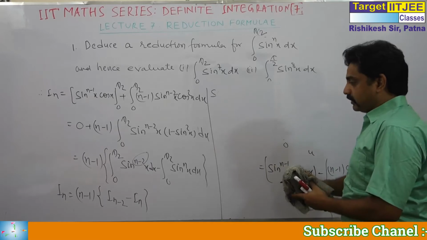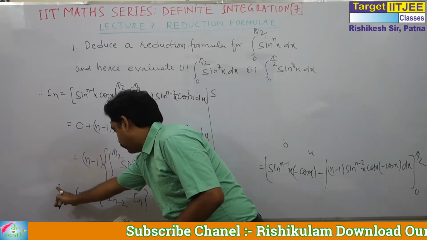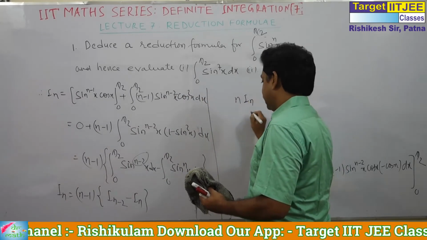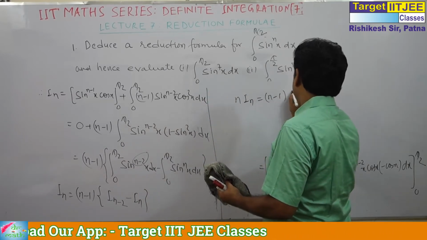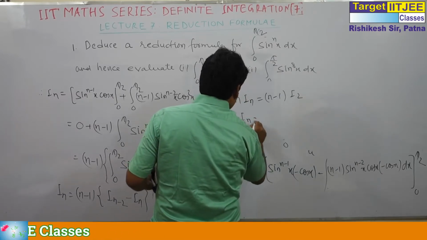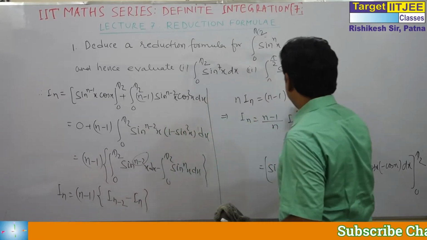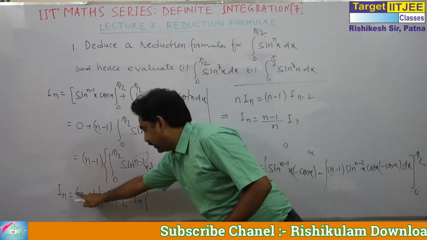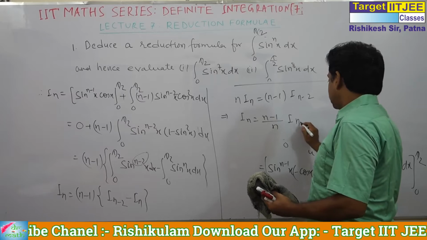This is what? This is when you change the side, this will be, I think, plus. So when we, this is I_n equals (n-1)/n I_{n-2}. I think you can do it. Keep these two together, you will get this reduction formula.